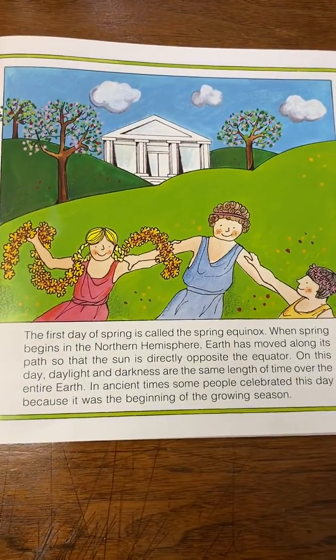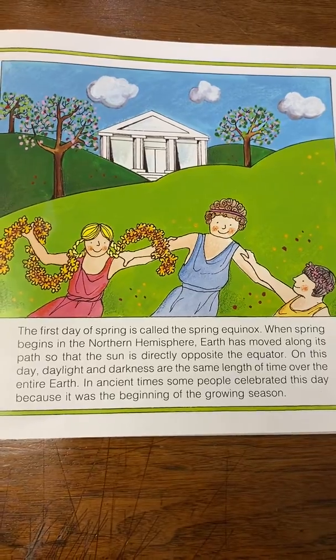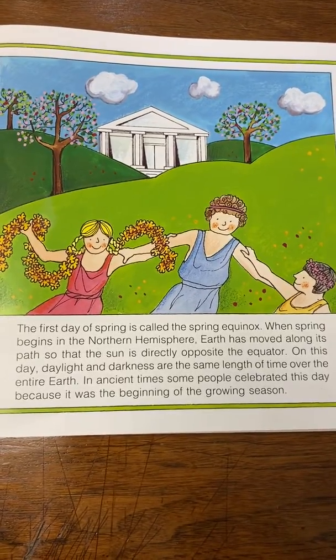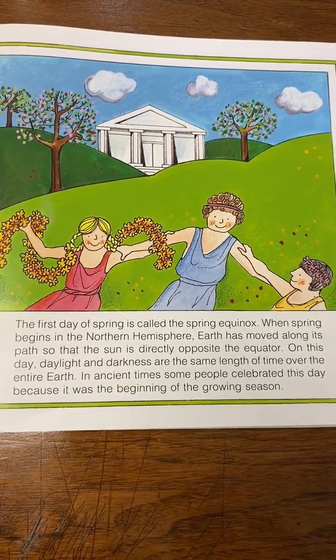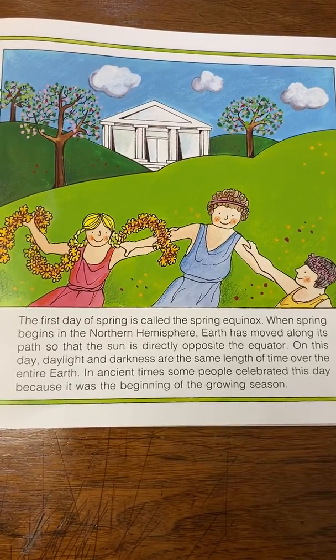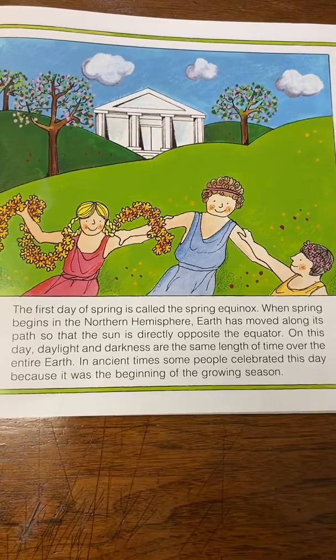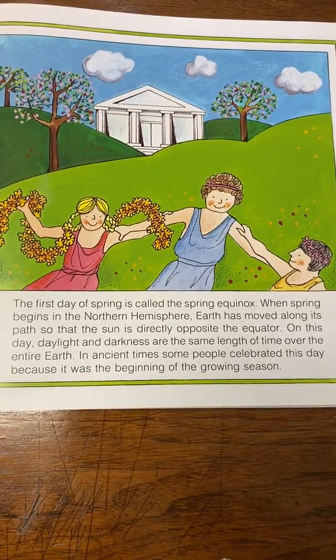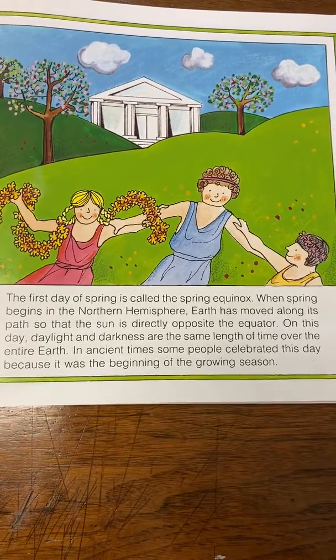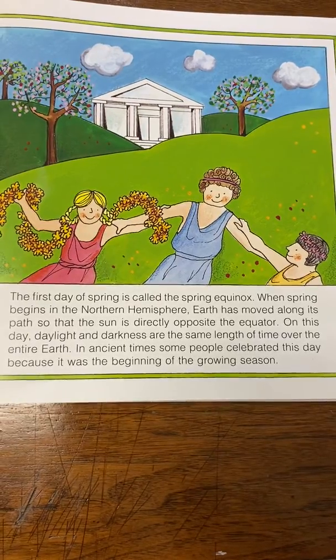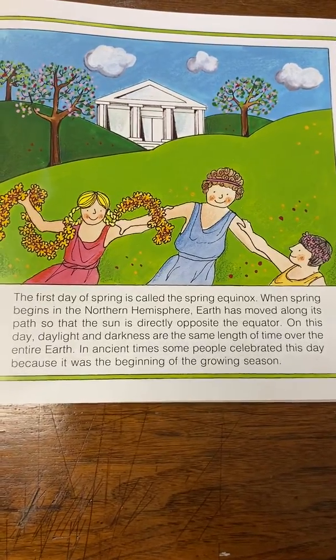The first day of spring is called the spring equinox. When spring begins in the Northern Hemisphere, Earth has moved along its path so that the sun is directly opposite the equator. On this day, daylight and darkness are the same length of time over the entire Earth. In ancient times, some people celebrated this day because it was the beginning of the growing season.